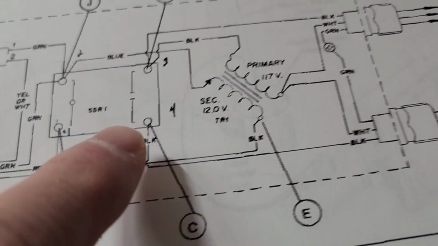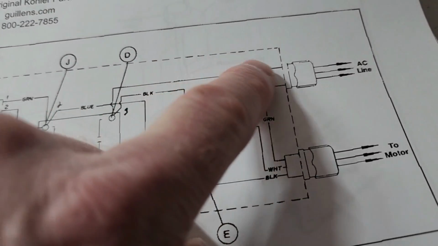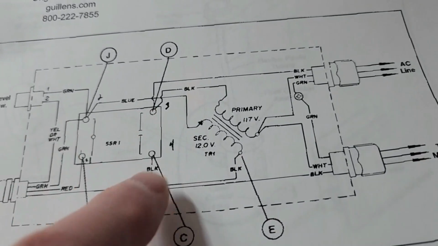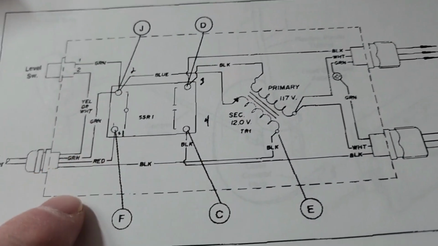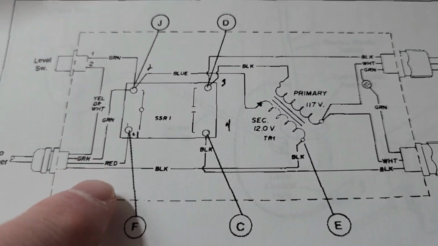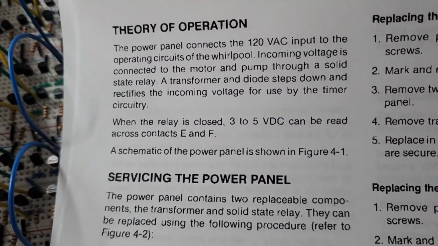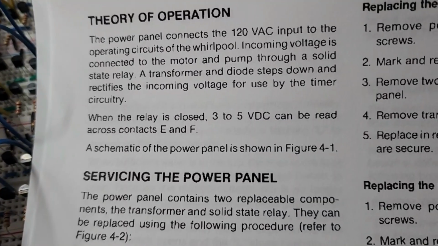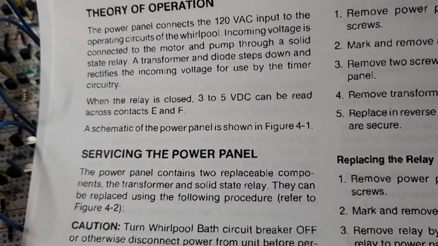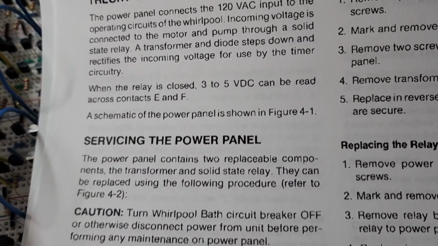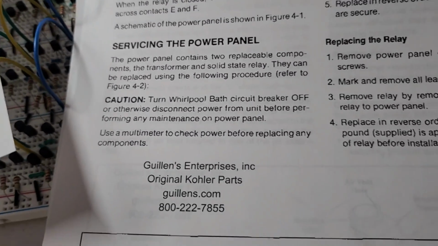Yeah, because here's the hot for the motor. Hot coming in your line. Yeah, so this red would turn this relay on to turn the motor on. That's what I'm thinking. Okay, so I guess it's saying the theory of operation for the motor is you're going to see 3 to 5 volts across D and F for the motor to turn on. Power panel can.